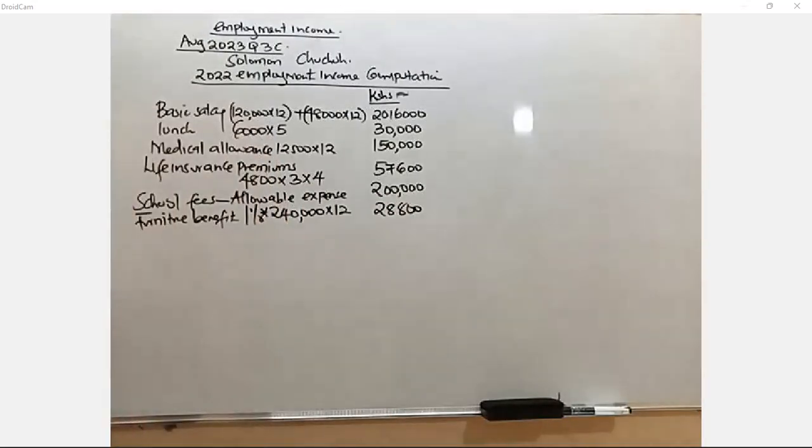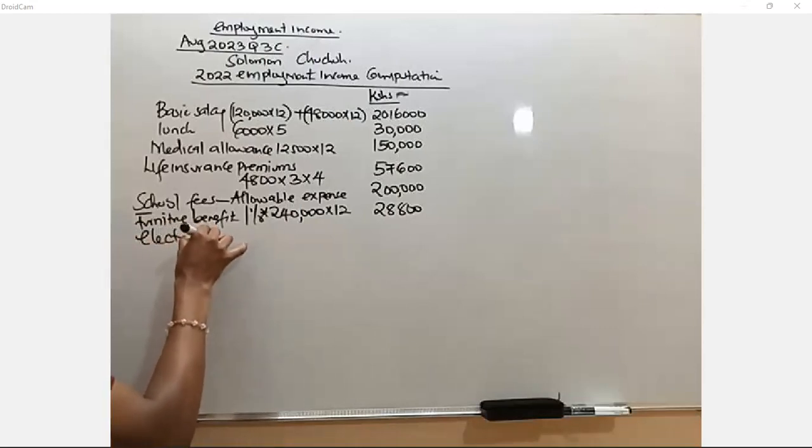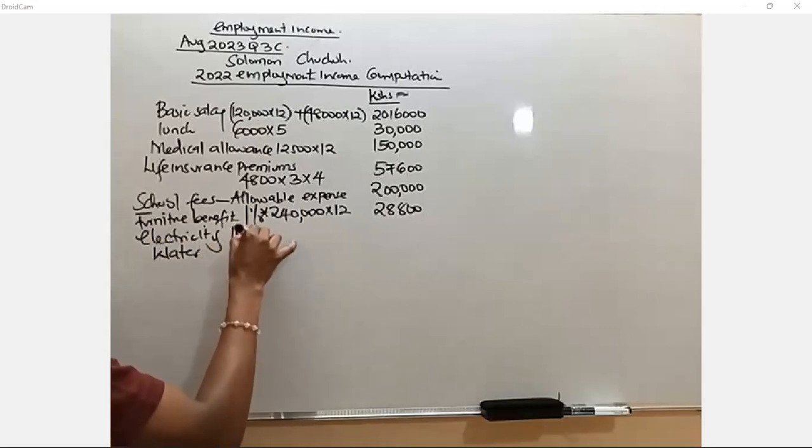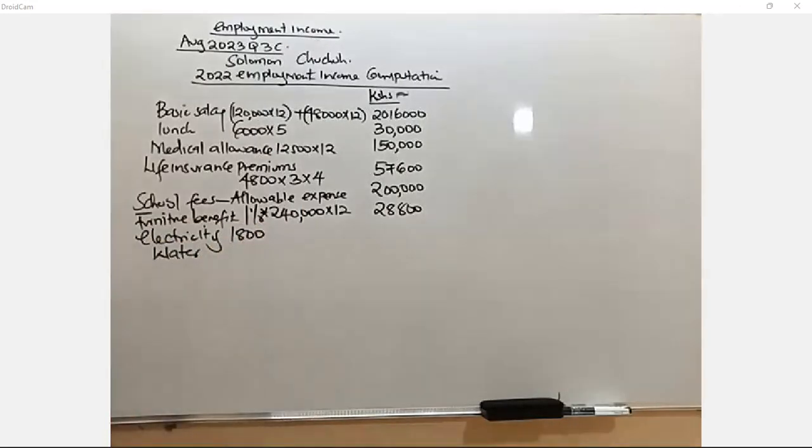Then you can continue the same statement where you have been told the employer paid a monthly rent of 50,000. We shall check on that when you are computing the house benefit. But later you can check on electricity and water. So how much is the electricity? We have been told the monthly electricity bill is 1,800. Water, how much is the water? 1,000.